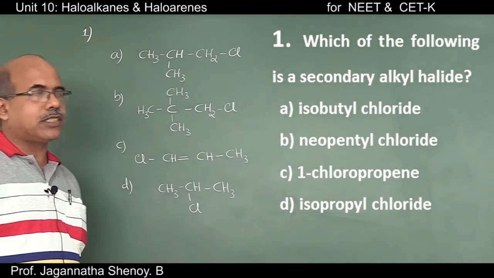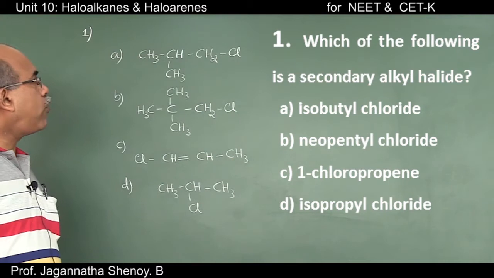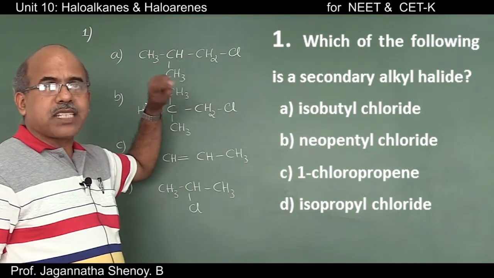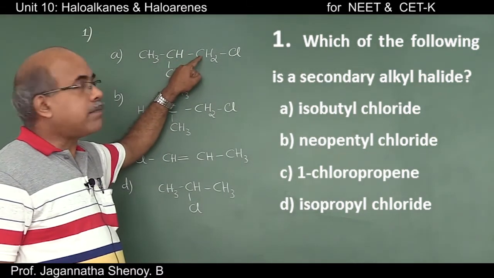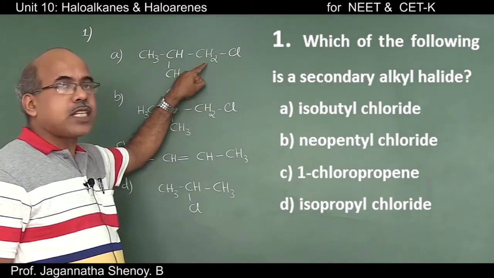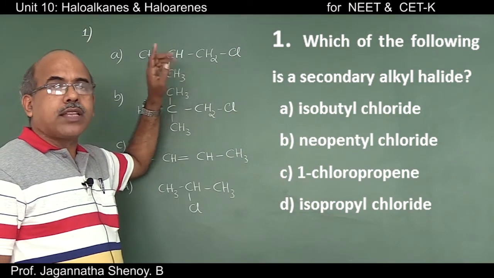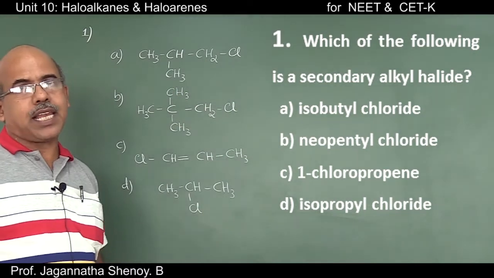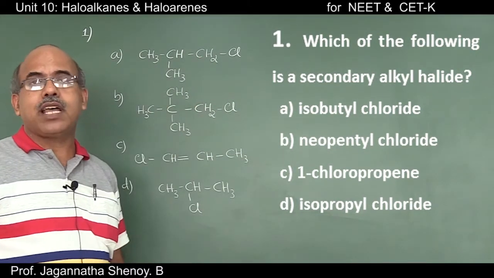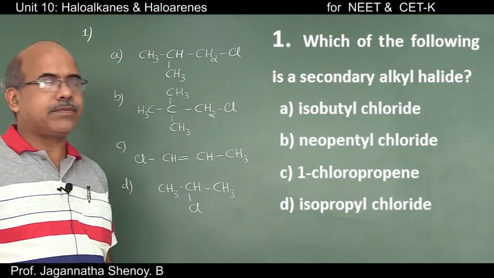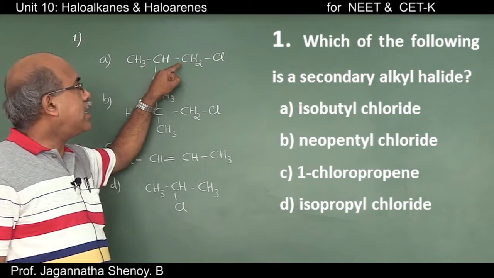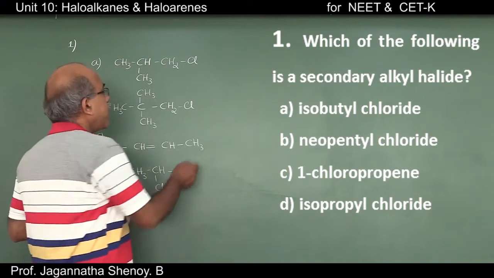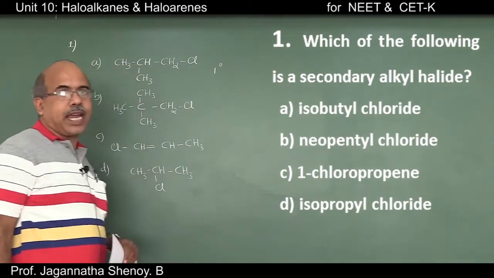Once you have written the structures of these compounds, let's go for classification into primary, secondary and tertiary. You know, to be called a primary alkyl halide, the carbon atom carrying the halogen atom must possess 2 hydrogens. On the other hand, if there is only 1 hydrogen, I call it a secondary alkyl halide. And if there are no hydrogen atoms, I call it a tertiary alkyl halide. In the first case, on the carbon atom carrying the halogen atom, there are 2 hydrogen atoms. That is why this is a primary alkyl halide.